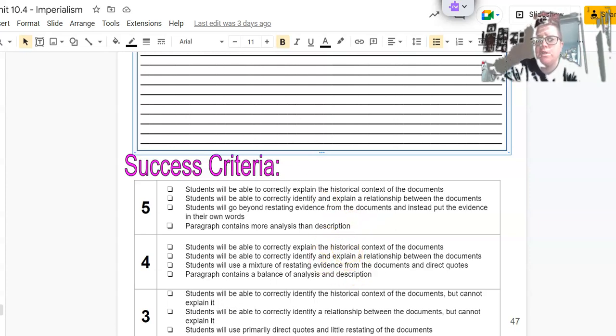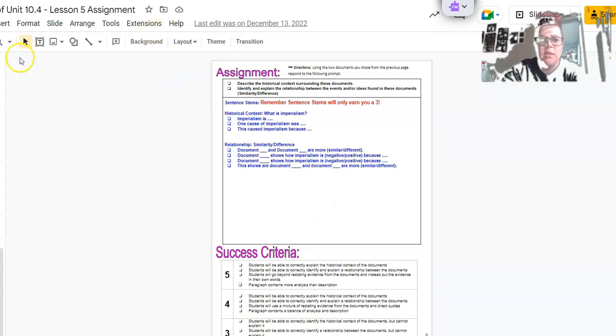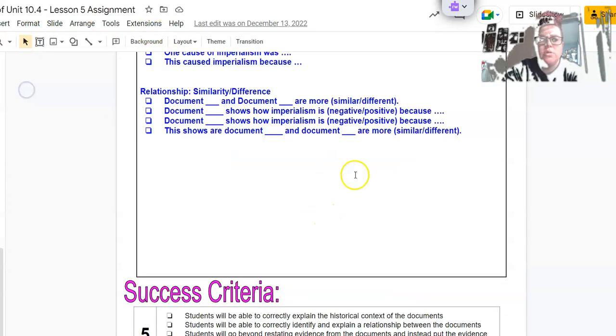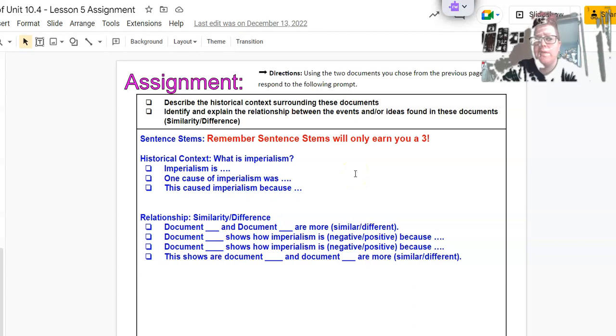Now, just to make sure that you do have some of those supports, because I am not there, this is located in Schoology. You can go to Heilsberg copy of Unit 10.4, Lesson 5 assignment in Schoology. It's the Lesson 5 folder. It's right there, and you can take a look at these sentence stems. When we're looking at historical context, you have to tell me what is imperialism. That's the key piece. You've got to tell me what it is, what caused it, and why it caused it. At least one cause. But if you're looking for that 4 or 5, you might want to think about multiple causes. Go back to Lesson 1, look for our causes. And then a relationship, similarity, and difference.